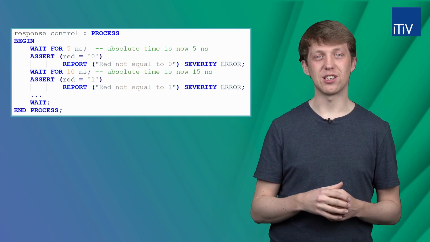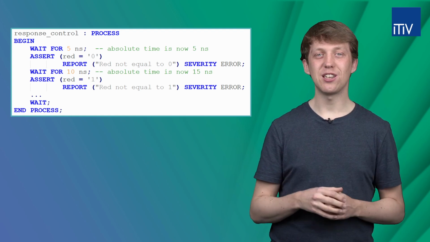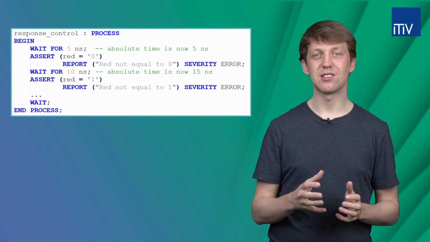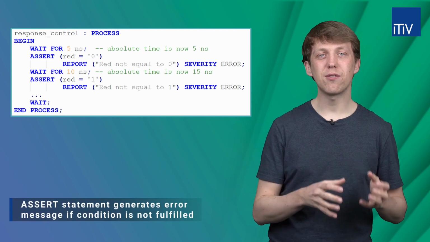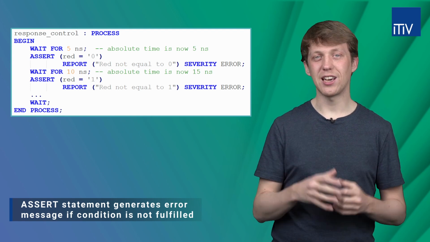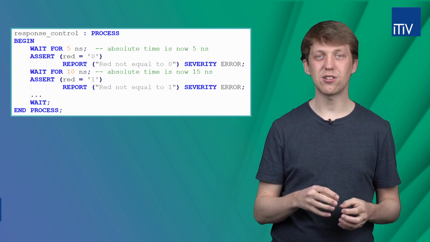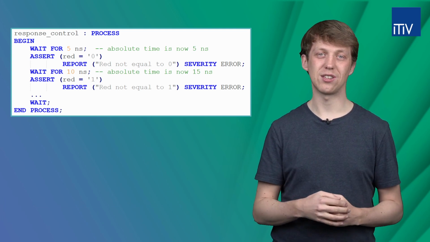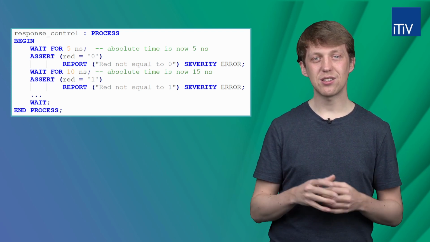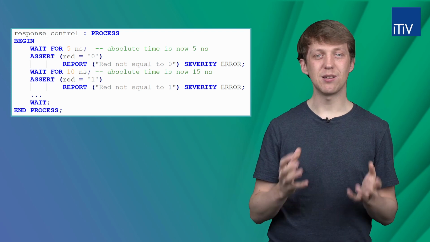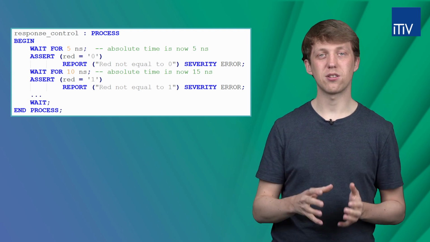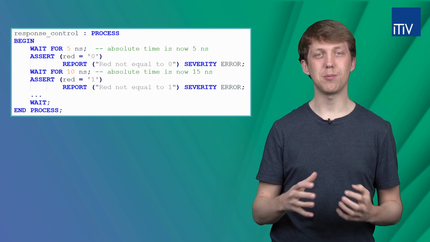To check the output signal values of our MUT, we can use the ASSERT statement in simulation. The advantage of using this approach is that it generates an error message if the condition in the parentheses is not fulfilled. So in the first case, if the signal read is not equal to 0 after 5 nanoseconds, the ASSERT statement generates an error message that can be read in the simulation environment. Similarly, after 15 nanoseconds, if the value of the signal read does not equal 1, an error message will be generated.